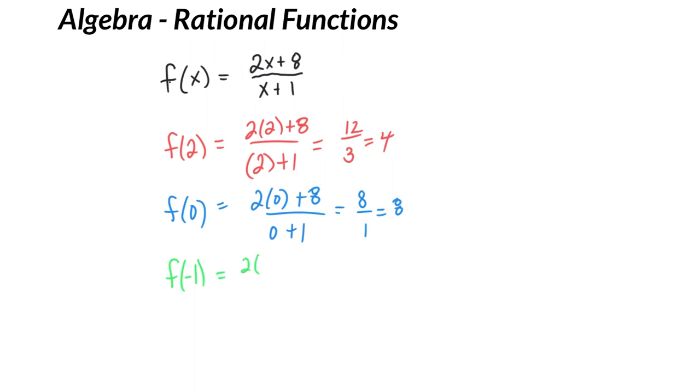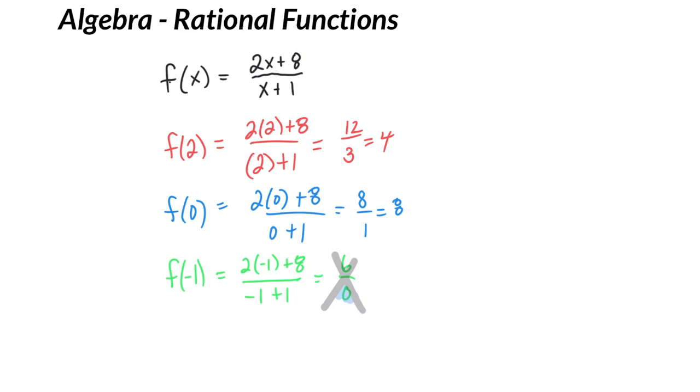Okay, if I said, what's f of negative 1? So 2 times negative 1 plus 8 over negative 1 plus 1. Well, the top is 6 and the bottom is 0. And herein lies something that's different and interesting about rational functions. We run the risk of dividing by 0. And you can't divide by 0. This causes an error to happen.